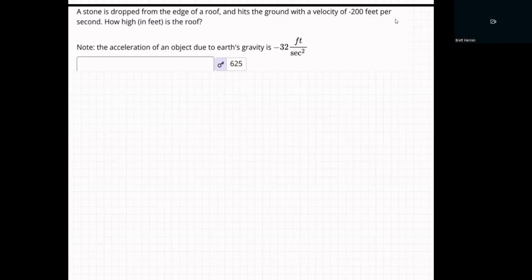A stone is dropped from the edge of a roof, hits the ground with a velocity negative 200 feet per second. How high is the roof? Okay, so let's lay out the relations.